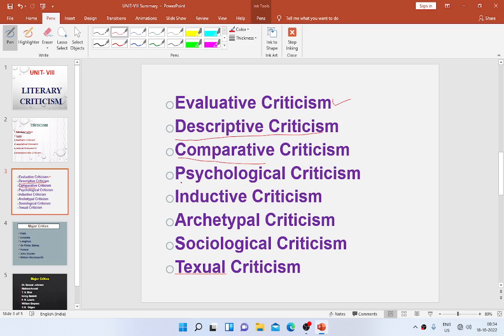The next type of criticism is psychological criticism. Psychological criticism is a method to understand characters and not to diagnose them. A critic uses psychological theory in order to understand how and why the characters in any work of literature behave. In psychological criticism, a critic applies a theory that has been developed by a psychologist. Psychological criticism has been prevalent in the modern age.